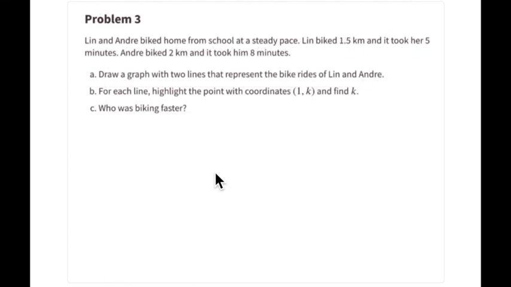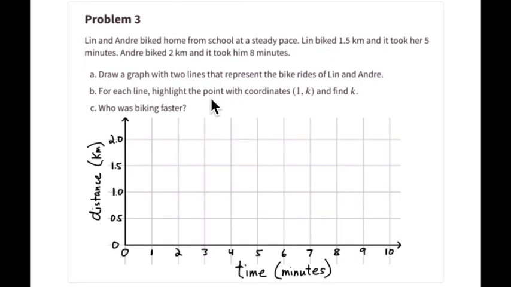In this last problem, problem number 3, we're looking at Lynn and Andre riding their bikes home from school. Both of them are riding at a steady pace, and the question is to create a graph of their trip and ask who's riding faster, who's riding slower, and what's the constant of proportionality. That's the value of y when x equals 1. So just a minor point to start off with.